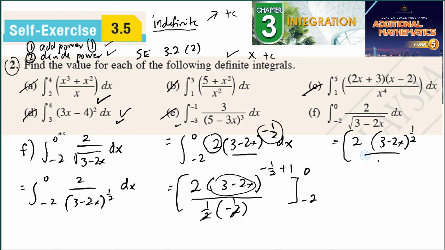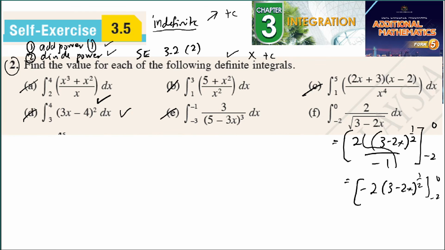And this one is divided with negative 1 from negative 2 to 0. And 2 divided by negative 1, we get negative 2. 3 minus 2x power of half from negative 2 to 0. So here we get negative 2, 3 minus 2x power of half, negative 2, 0. I just copied everything here.